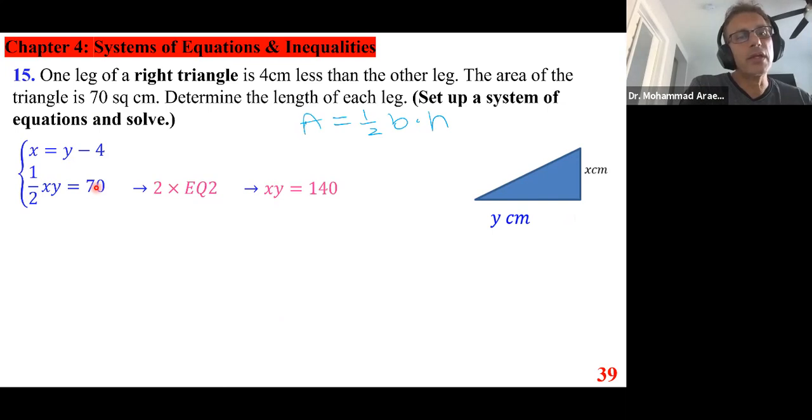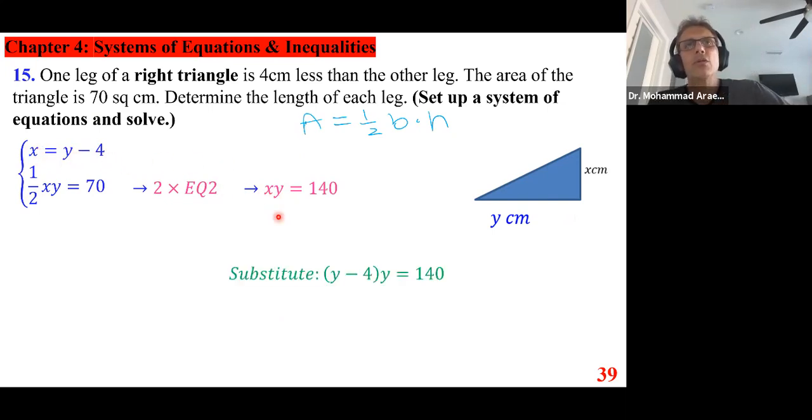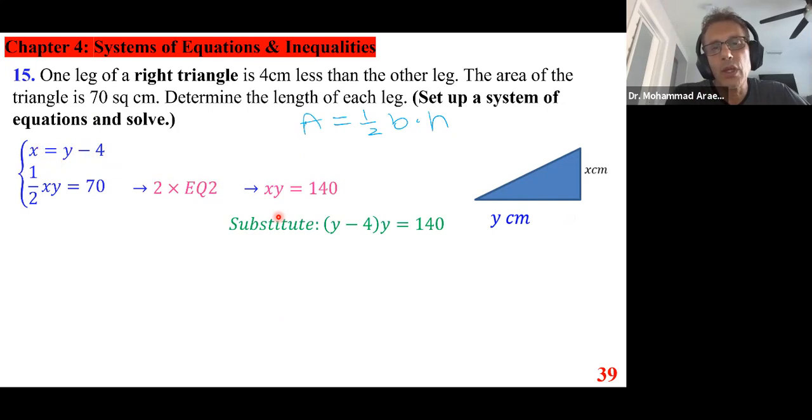Since this is given in the format that the substitution can be easily used, we are going to use the substitution by replacing the x with y minus 4. X is y minus 4. Let's do that. We are going to solve this. When we distribute, we get y squared minus 4y. And remember, when we want to solve, we bring everything to the same side. So minus 140 equals 0.